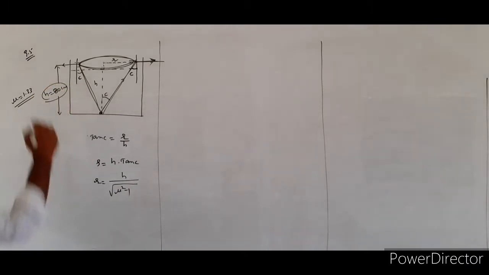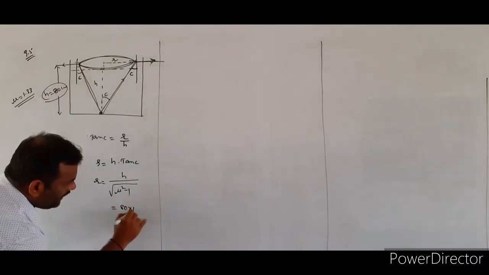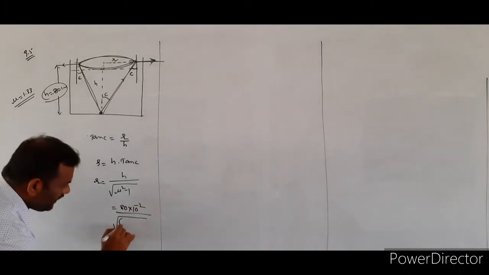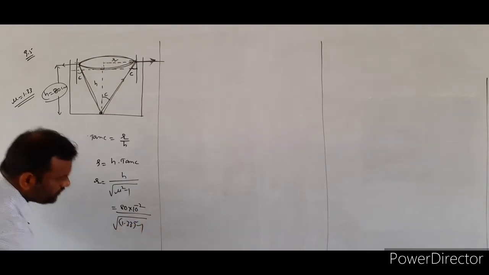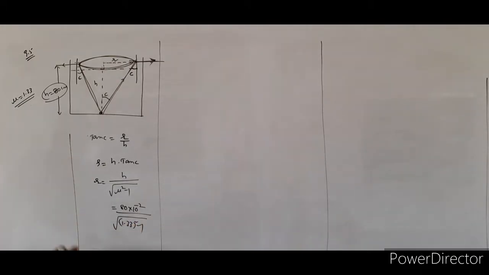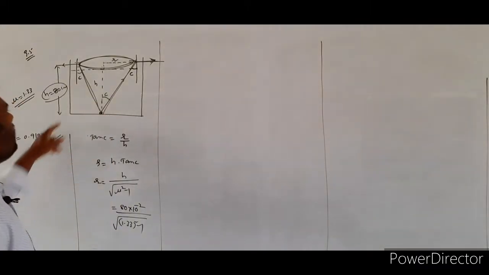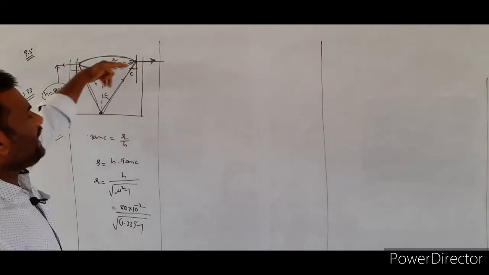What is the H value here? 80 centimeter. So, 80 into 10 power minus 2 by under root of (1.33 whole square minus 1), where mu is 1.33. If you simplify, you will get the radius R is equal to 0.919 meters. Now, it is existing in the form of a plane circle.